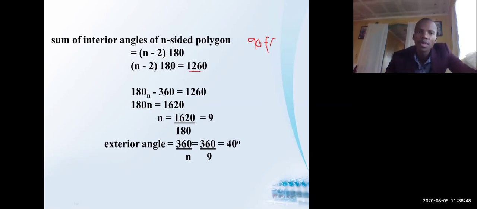Now let's open the bracket. So 180 times n, we will get 180n minus 2 times 180, which is now 360, is equivalent to 1260. And from there, we can now get the value of n by dividing both sides by 180.